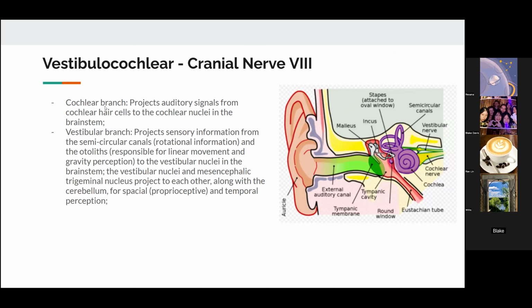Okay, so there are two main branches, the cochlear and the vestibular branch. The cochlear, as we know with the cochlea, is responsible for hearing things. It projects auditory signals from the cochlear hair cells of the cochlea to the cochlear nuclei in the brainstem.